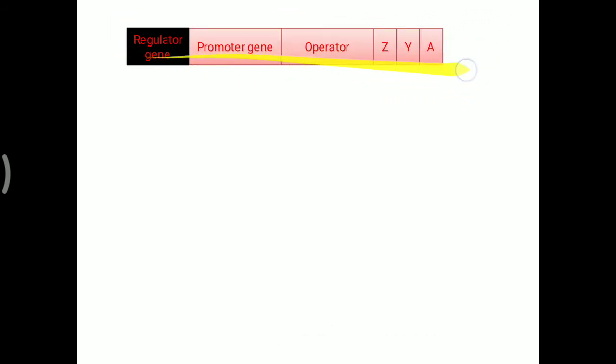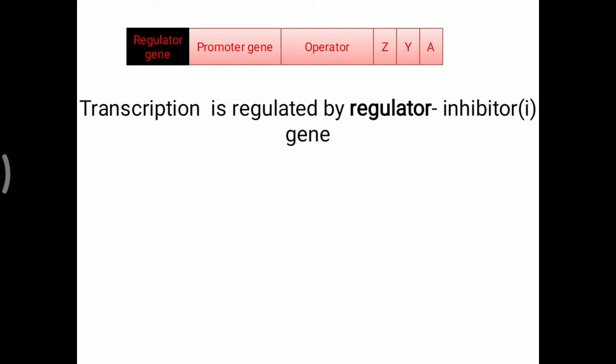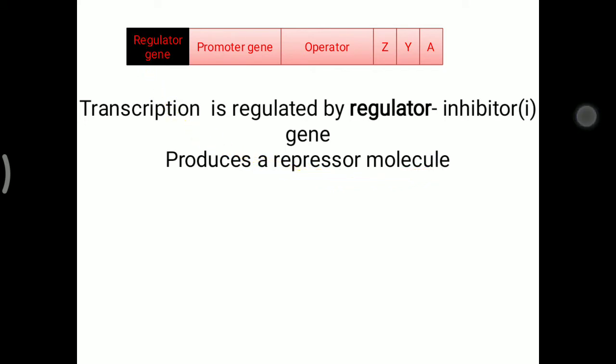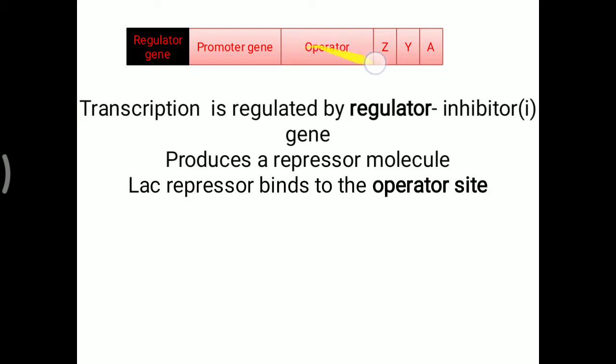On the DNA, the ZYA is the structural gene which is responsible for the production of enzymes needed for lactose metabolism. This gene is connected with these three: regulatory, promoter, and operator site or gene. Transcription is regulated by the regulatory gene. This regulatory gene is also called the inhibitory or inhibitor gene. It basically produces a repressor molecule, and this repressor molecule binds to the operator site. This acts as a hindrance for the RNA polymerase enzyme needed for the transcription of the structural gene.